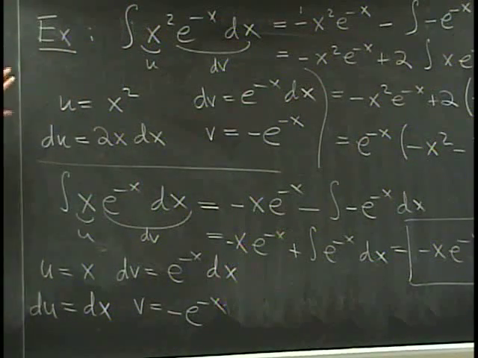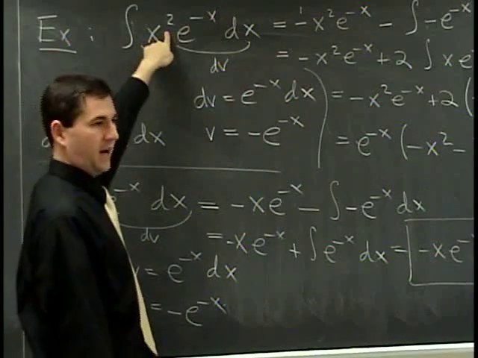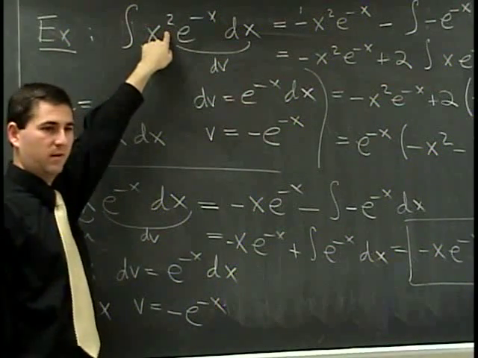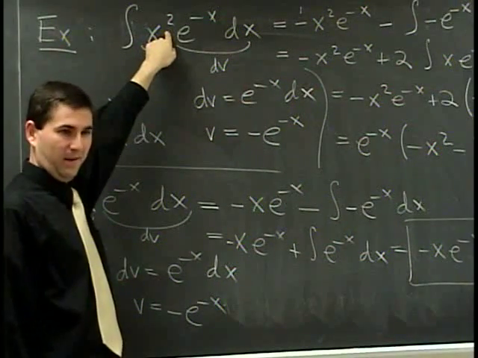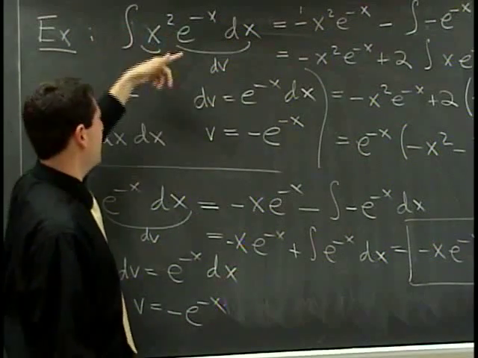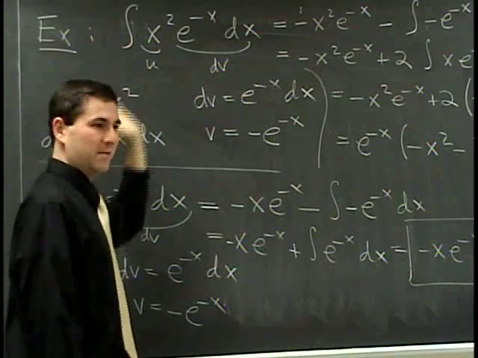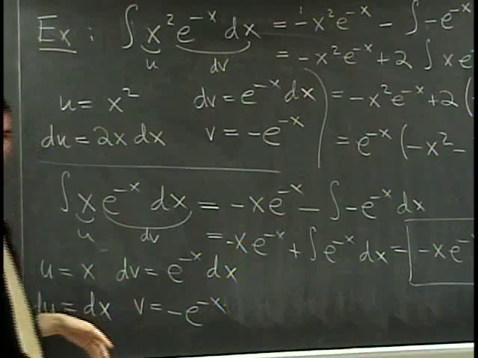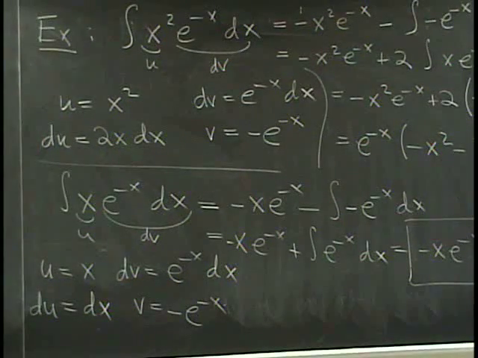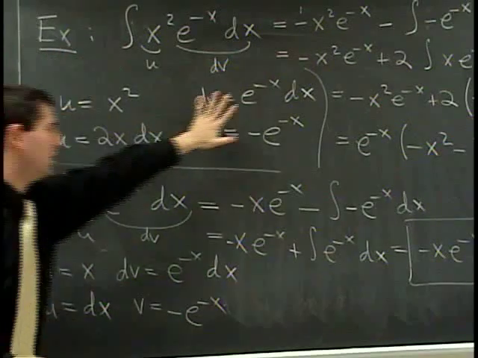Because somehow, what would happen if this was an x cubed? What do you think? Right. What would happen? Then the next step, it would be an x squared, and then it would be an x, and then it would go back to e to the minus x, right? Okay, so I'll show you just a nice little way to kind of simplify the pattern so that you don't need to do all this work.